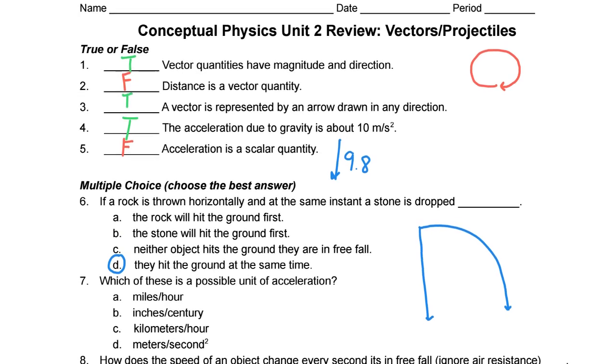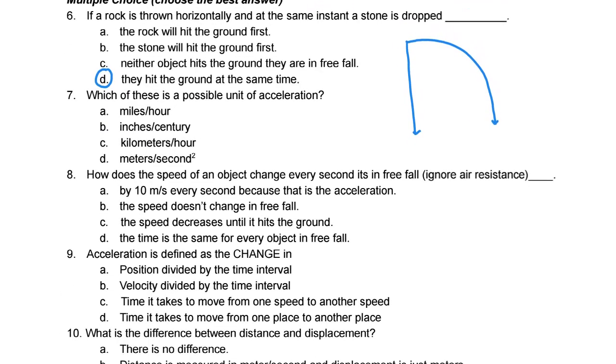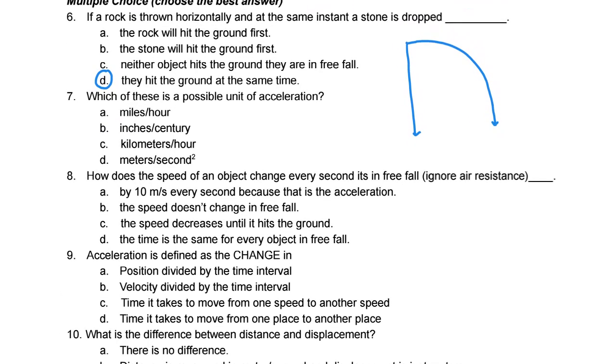All right, which of these is a possible unit of acceleration? So we're looking for something that is a distance divided by 2 time units. Miles per hour, nope, that's a speed. Inches per century, also a speed. Kilometers per hour, also a speed, but meters per second squared, that is acceleration. It's telling us how much the meters per second are changing by every second.